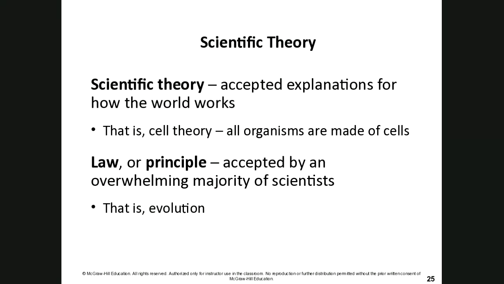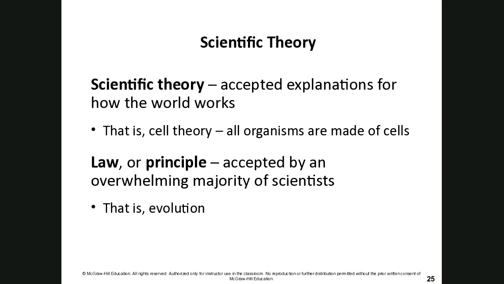So a scientific theory is an accepted explanation for how the world works. A good example of that is the cell theory. All organisms are made of cells. Now, for something to reach the level of a law or a principle, that means it's accepted by an overwhelming majority of scientists. So a hypothesis is what we think is going to happen. It's a tentative explanation of how the world works. You've probably learned it as a scientific or an educated guess, emphasis on the word educated. If a hypothesis is tested over and over and over again, and we're consistently getting the same results every time we test it, no matter who tests it, it can be elevated to the level of a theory. Cell theory: all cells come from pre-existing cells.